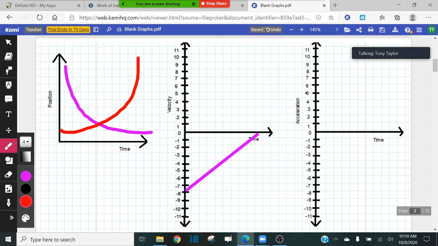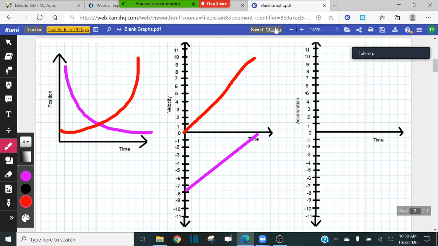Well, you notice we're going uphill, which means we're moving in the positive direction, and we're getting steeper with time. So that means we're speeding up. If I have to draw this exact same scenario on the velocity time graph, I better draw my line on the top half, and it better be going further away from 0 because it's speeding up.